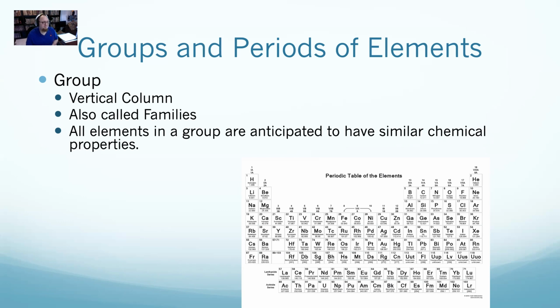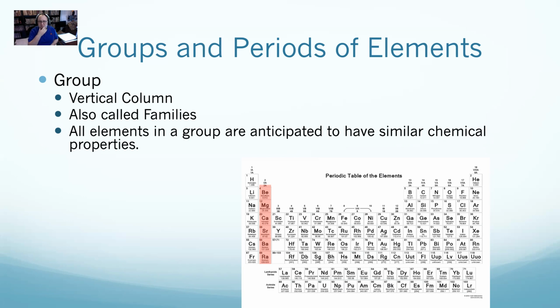So like beryllium, magnesium, calcium, strontium, barium, and radium will always react with oxygen the same way. They'll also all react with nitrogen the same way. They will also all react with fluorine the same way, making them kind of predictable.